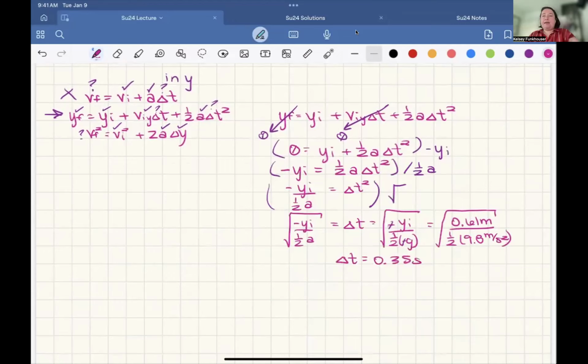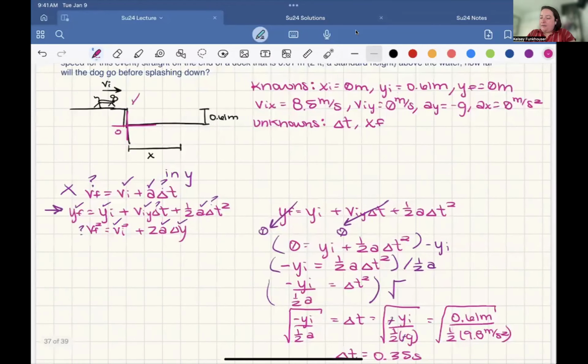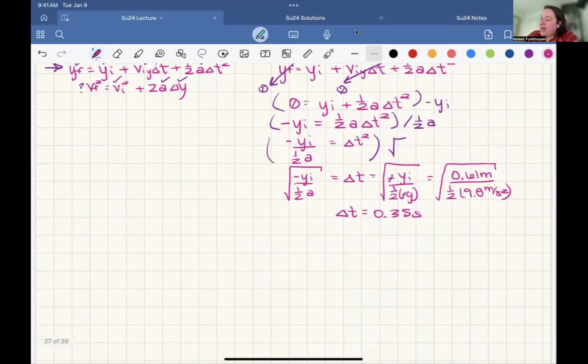So that's the time from jumping off the dock until the dog lands in the water. Now we can use that time to find the range, or the final position in x. Because there's no acceleration in x, we can use that first equation that we don't use much, because it's for when you don't have acceleration. But let's double check that we're good to use it.